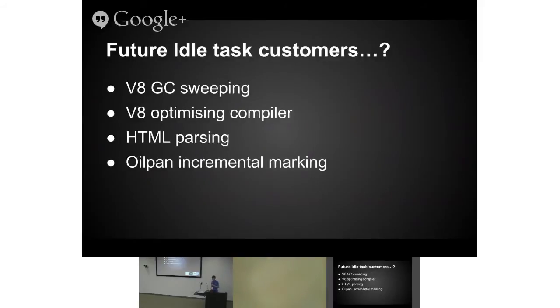And we're also thinking of adding more clients to these idle tasks, like the sweeping phase of V8, and possibly some optimization work could also be done here. And we heard about HTML parsing yesterday. That's another potential client, as well as Oilpan garbage collection.